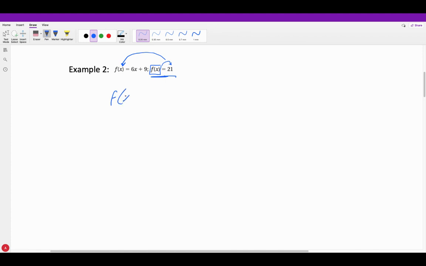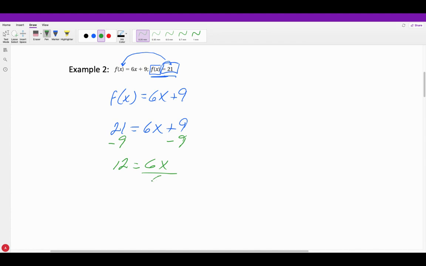So instead of it saying f of x is equal to 6x plus 9, we now know that the output that we're looking at is 21, and we're trying to figure out, well, what input gave us that output? So now we just set it equal to 21, and now we're going to solve like a normal equation. Well, 21 minus 9 is 12. So 12 is equal to 6x, divide by 6, so x is then equal to 2.